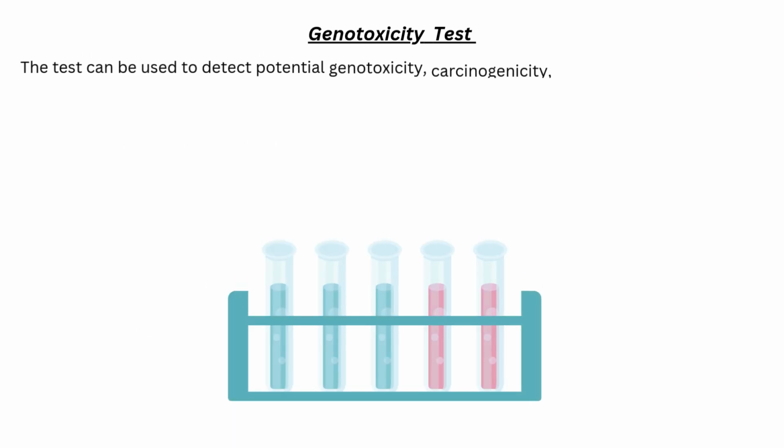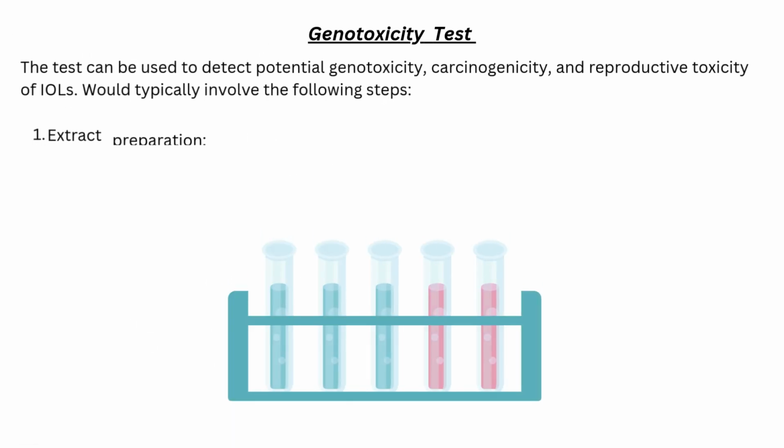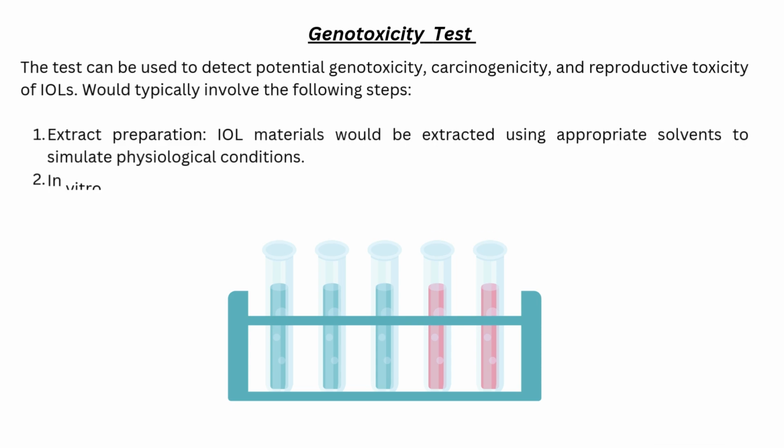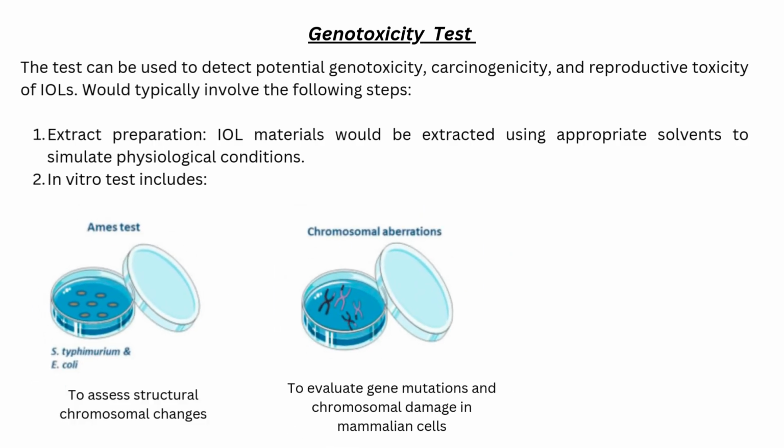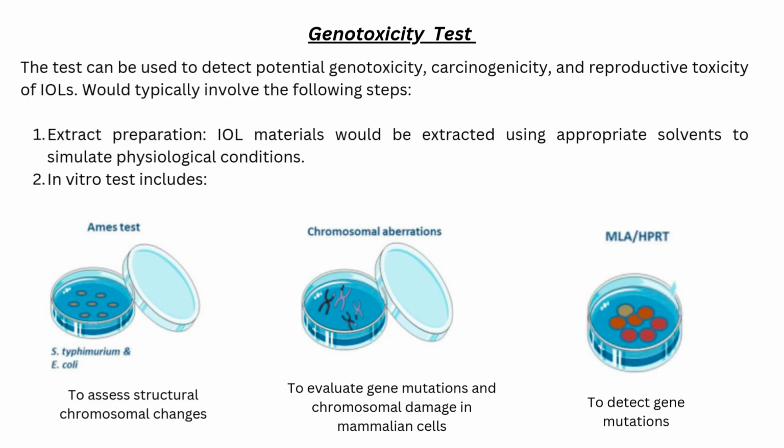The genotoxicity test is done for IOLs to test their genotoxicity, carcinogenicity, and reproductive toxicity. The steps typically involve preparing an IOL extract by exposing the IOL to an appropriate solvent over a specified temperature and period, similar to an elution test. Then, a series of in vitro tests are performed, including the bacterial reverse mutation test, chromosomal aberration test, and mouse lymphoma assay.